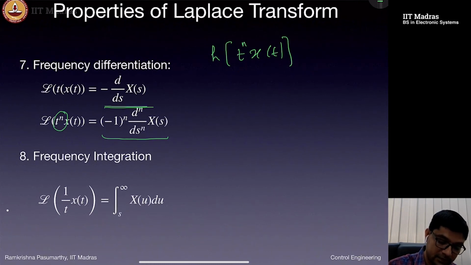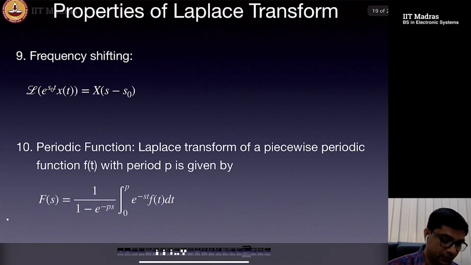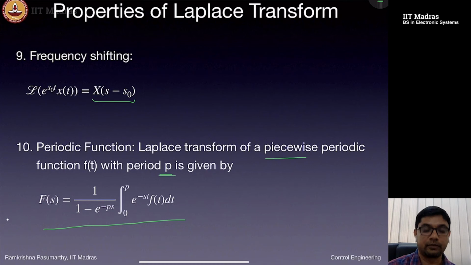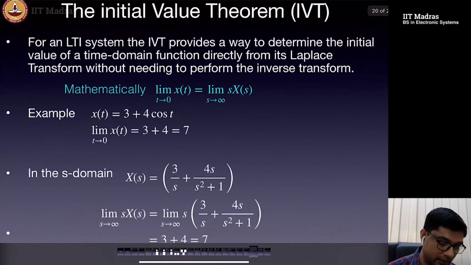Similarly, frequency integration: start from a signal x(t), do x(t)/t, and what you get here is a signal of this form. Okay, frequency shifting: e^(s0 t) x(t) will just shift X(s) to X(s minus s0). Similarly, for a periodic function, the Laplace transform of a piecewise periodic function with period p is just given by this expression. Again, I will not do much of the derivations of this, but we will use them when we need them and try to also interpret them during that time.